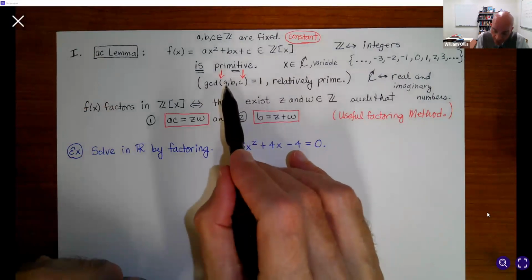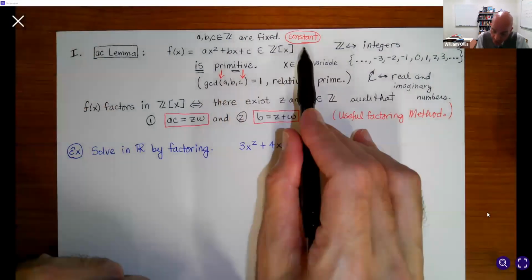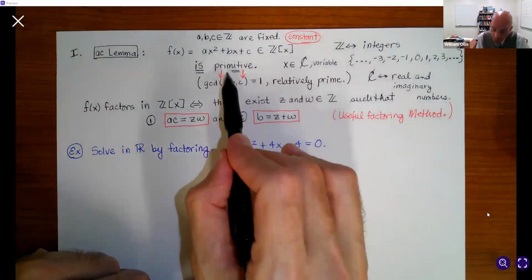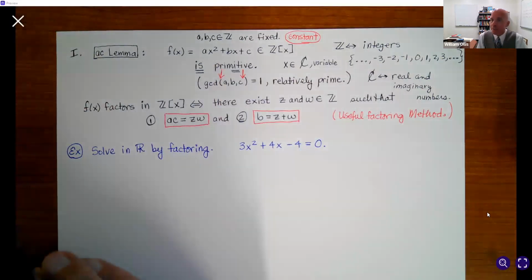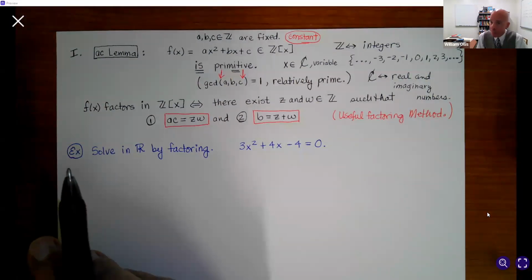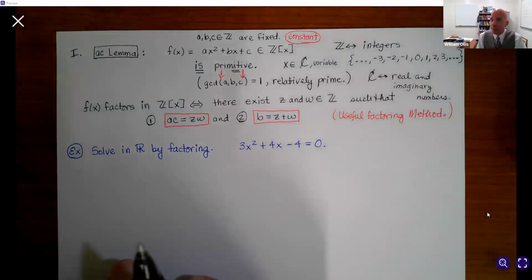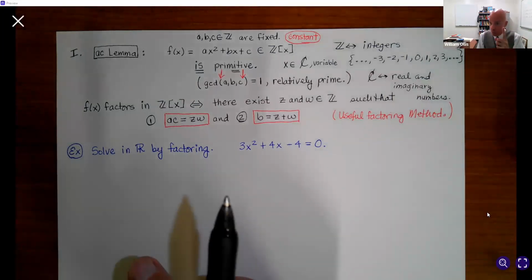Additionally, the A, the B, and the C that are constant are what we call relatively prime. That means that the integer polynomial is termed a primitive integer polynomial. So when you look at the A, the B, and the C, the only common positive divisor is just 1.